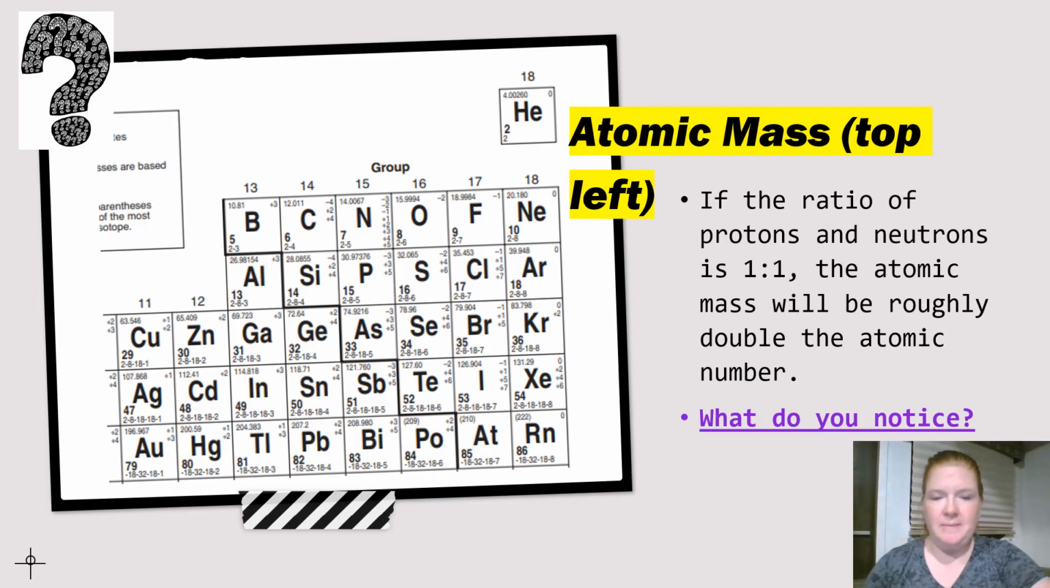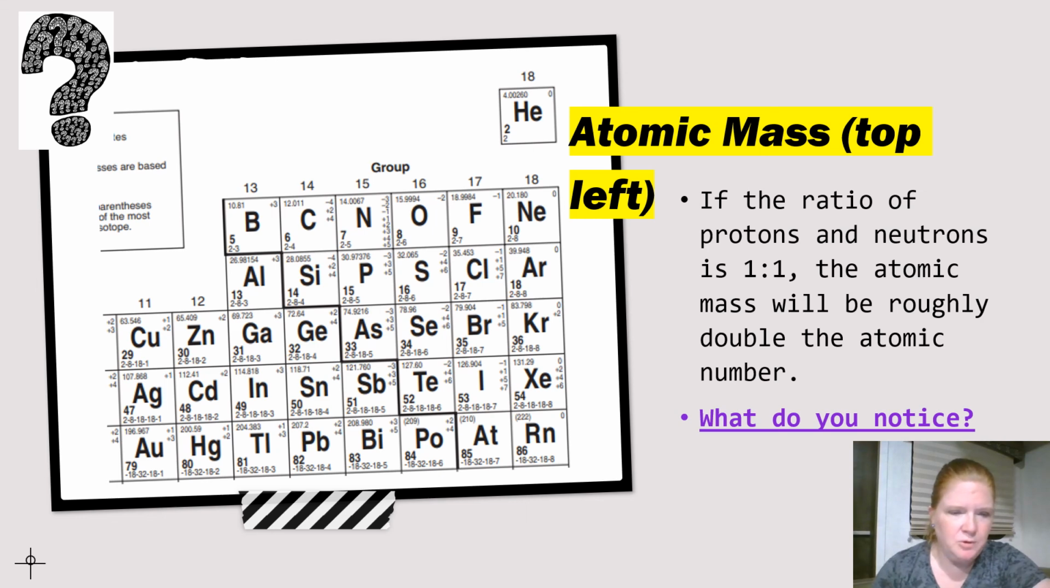If you look at the atomic mass, it's the top left number on the periodic table. If the ratio of protons and neutrons is 1 to 1, the atomic mass will be roughly double the atomic number, which is true for helium, for boron, for carbon, for fluorine, for neon. But what do you notice as the atomic numbers get bigger? Okay, well, that ratio doesn't hold true.